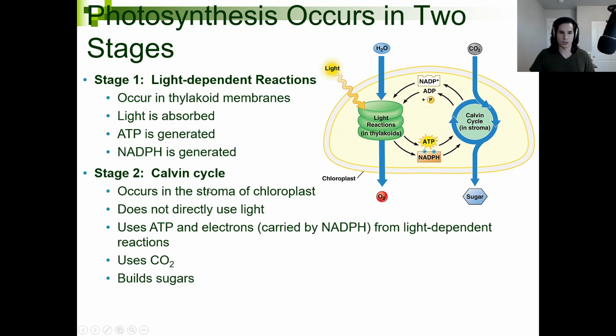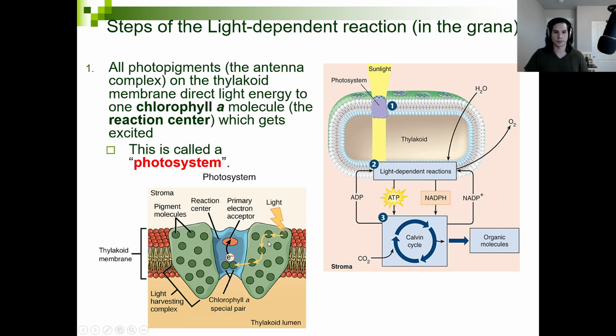And then your stage 2, your Calvin cycle, that's going to happen in the stroma of the chloroplast, within the juice of the chloroplast. It does not use light, so it's light independent. It uses that ATP and that NADPH that you've created in your light reactions, and it's also going to take in CO2 from the atmosphere.